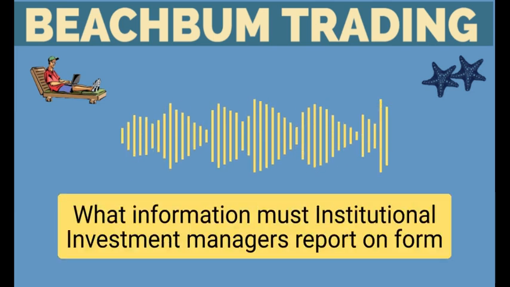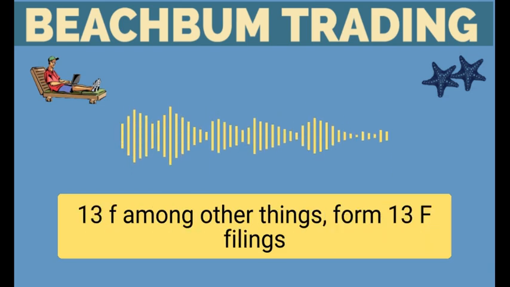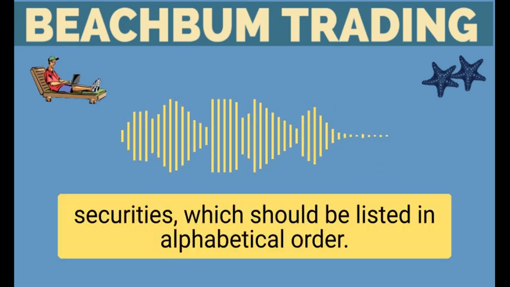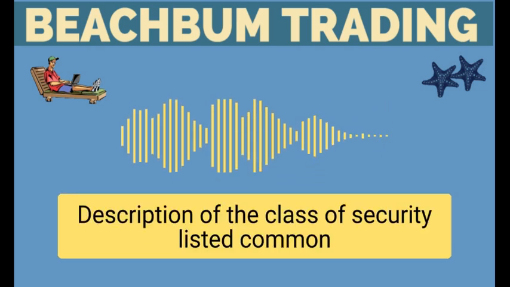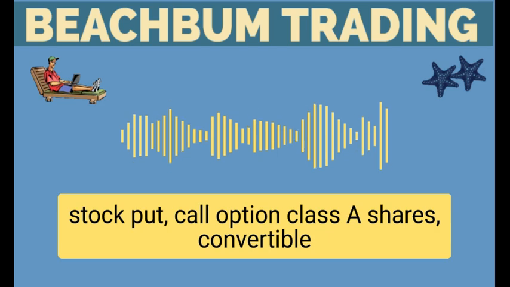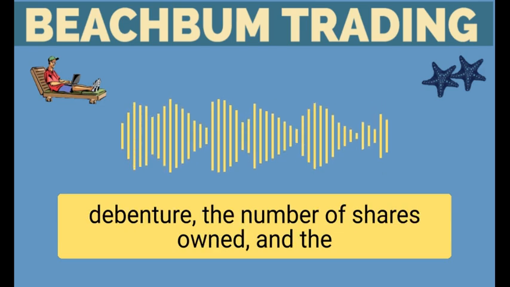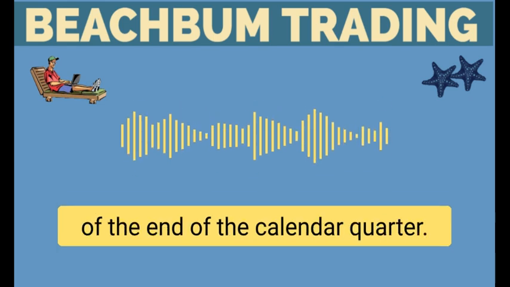Question 8. What information must institutional investment managers report on Form 13F? Among other things, Form 13F filings must include the issuer name of all Section 13F securities, which should be listed in alphabetical order, a description of the class of security listed, e.g., common stock, put-call option, Class A shares, convertible debenture, the number of shares owned, and the fair market value of the securities listed, as of the end of the calendar quarter.